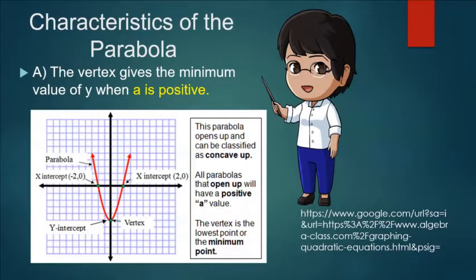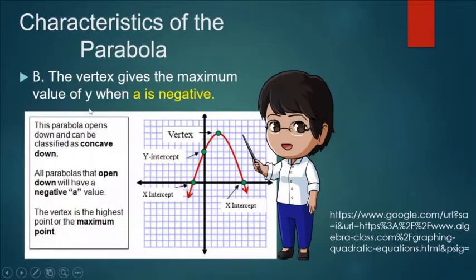Here are the characteristics of the parabola. A. The vertex gives the minimum value of y when a is positive, and this parabola opens up and can be classified as concave up. Letter B. The vertex gives the maximum value of y when a is negative, and this parabola opens down and can be classified as concave down.